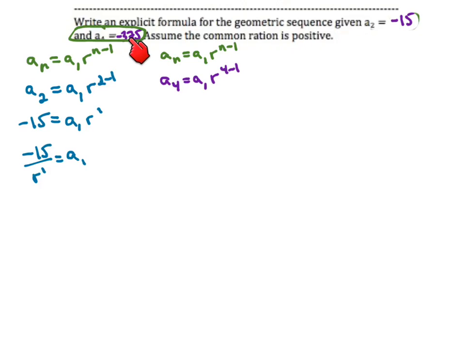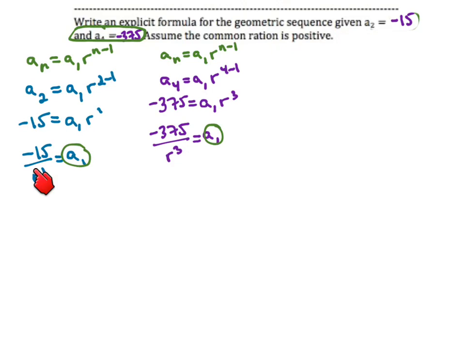Let's plug in our value for the fourth term, and at the same time, let's simplify this exponent. Negative 375 equals a sub 1 times r to the power of 3, or r cubed. Let's solve for a sub 1. Negative 375 over r cubed equals a sub 1. All right. Now we have a system of equations, and we have solved both of them for a sub 1. What can we do? Well, we can set them equal, right?